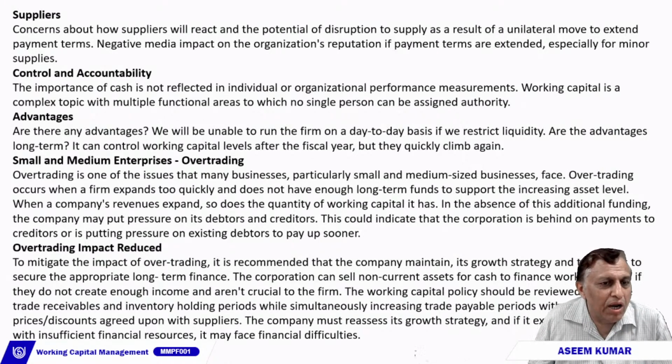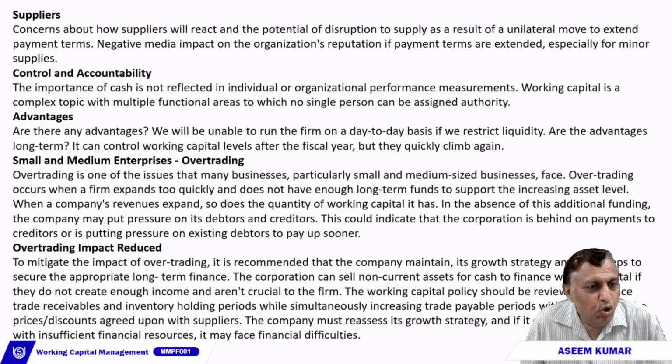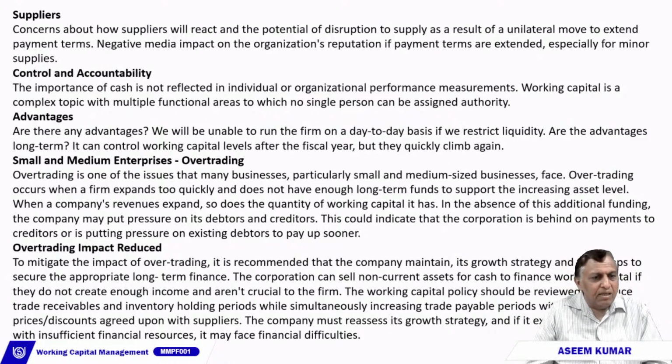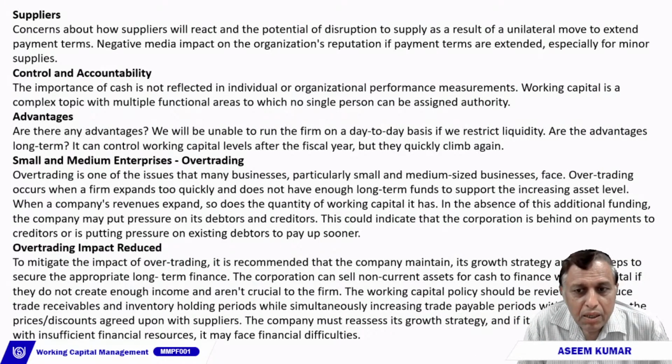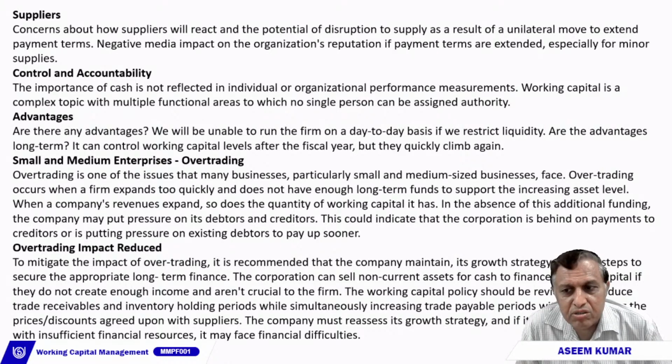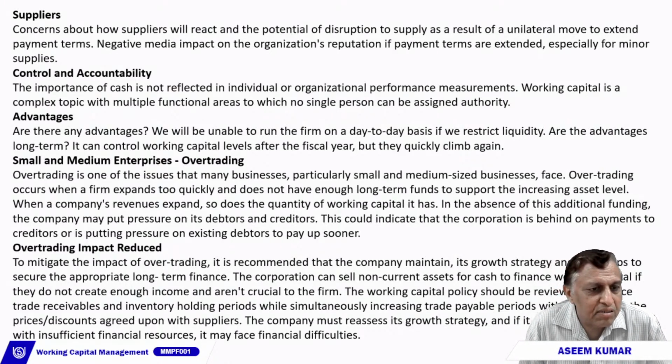Overtrading in small and medium enterprises. Overtrading is one of the issues that many businesses, particularly small and medium-sized businesses, face. Overtrading occurs when a firm expands too quickly and does not have enough long-term funds to support the increasing asset level. Where a company's revenue expands, so does the quantity of working capital it has. In the absence of additional funding, the company may put pressure on its debtors and creditors correspondingly. This could indicate that the corporation is behind on payment to creditors, or is putting pressure on the existing debtors to pay up sooner.